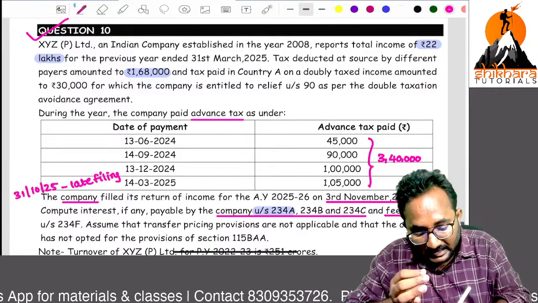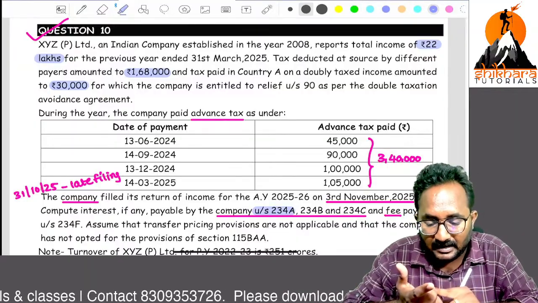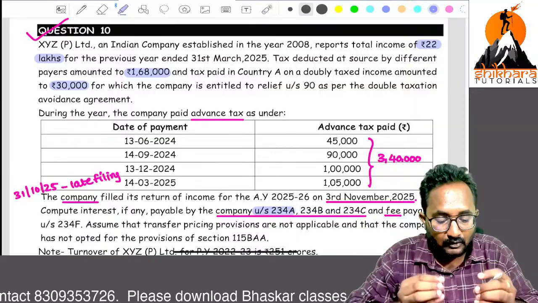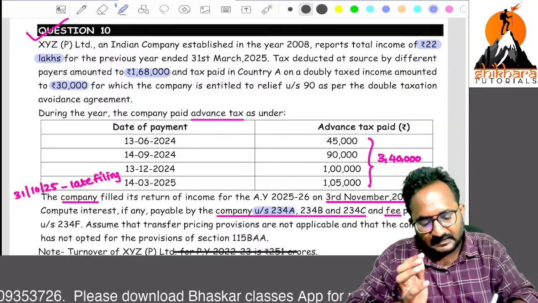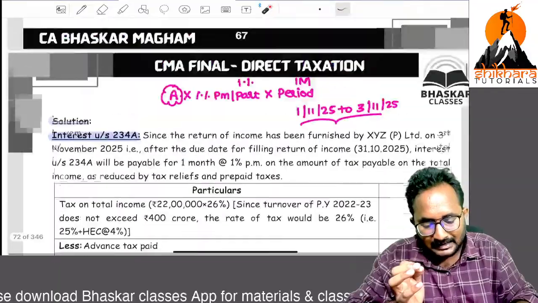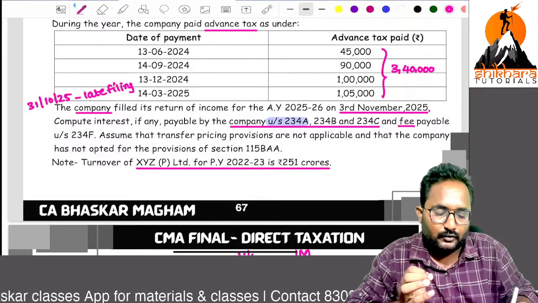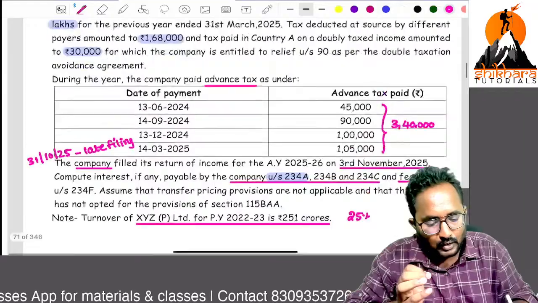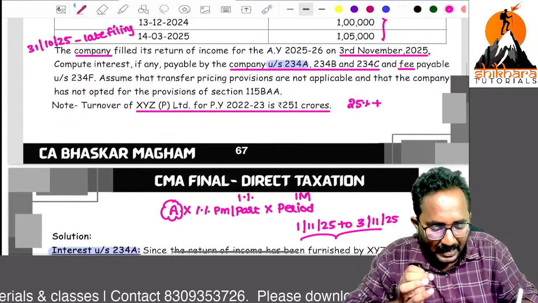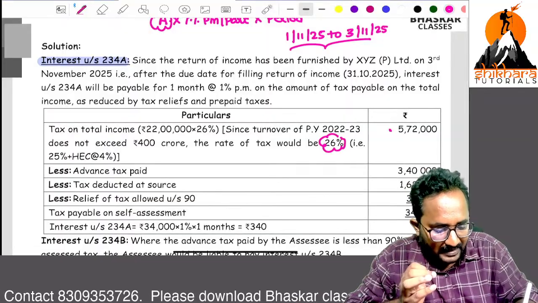Next, DTA relief also. Remember all the credits: advance tax, TDS and TCS, DTA relief, section 90, 91, AMT credit, MAT credits. All of these you can reduce, and then you can know the shortfall. But this is a self-assessed income. On that, please calculate the self-assessed tax. Remember, what is the tax rate? For a domestic company whose previous year 22-23 turnover does not exceed 400 crores, it is 25%. Total income does not exceed 1 crore, so there is no need to apply the surcharge. Only apply education cess. So directly they applied 26% including cess. You got 5,72,000.